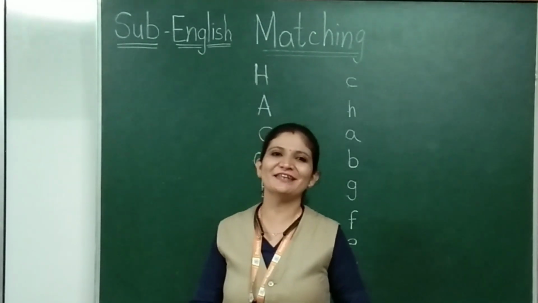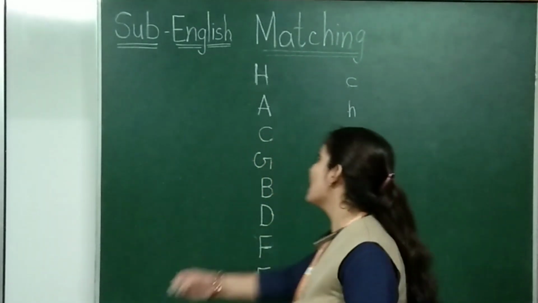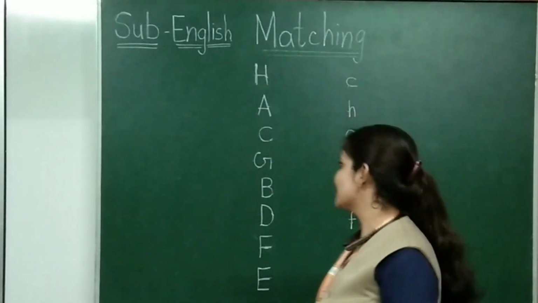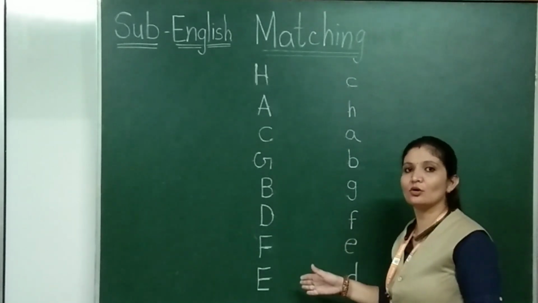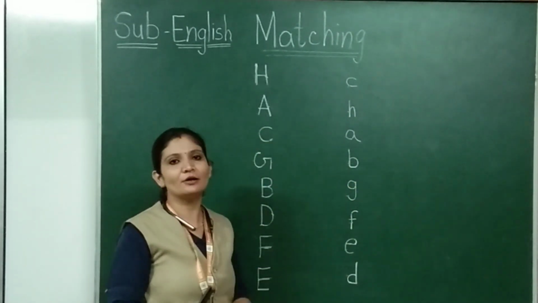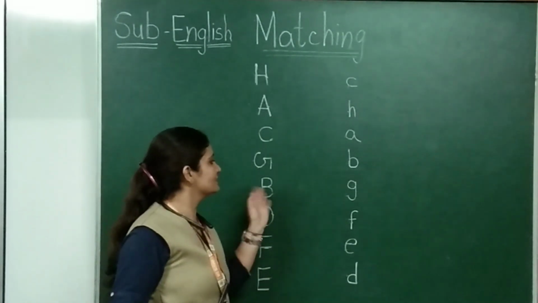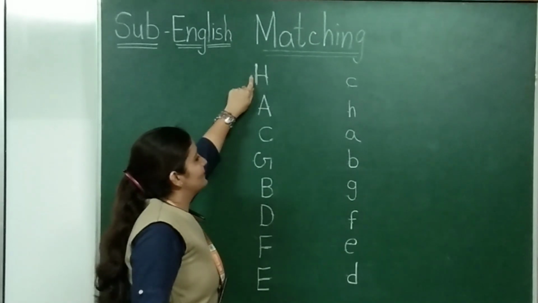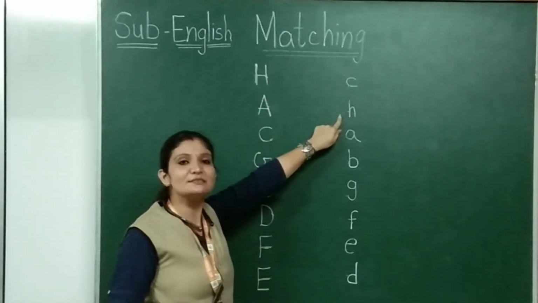Now we will do one activity, and that is matching. In this activity, what we have to do? You can see that one side I wrote all capital letters and another side small letters. Now in this activity, what we have to do? We have to match capital letter with same small letter.